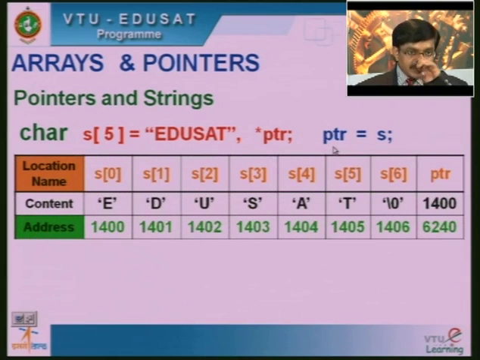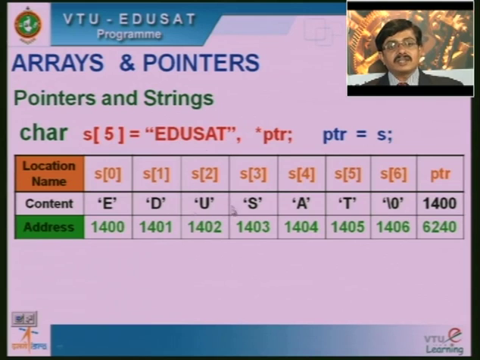So some of the memory contents we can visualize as: s of 0, the 0th location, is E, then D, U, S, A, T. The characters are given memory locations because it is a character array. In continuous memory locations we get 1400, 1401 and so on, and finally a null character also will be assigned for s of 6. So the size of this particular array is 6.